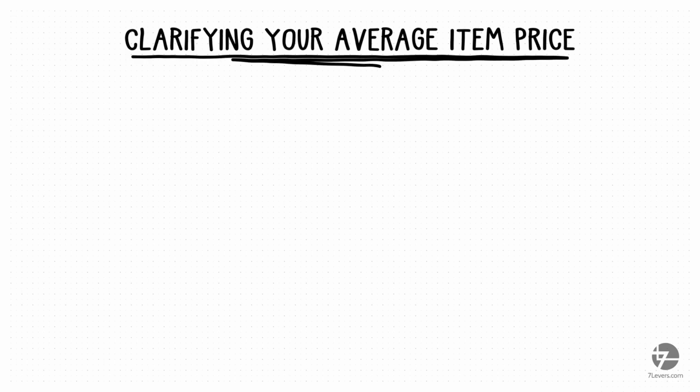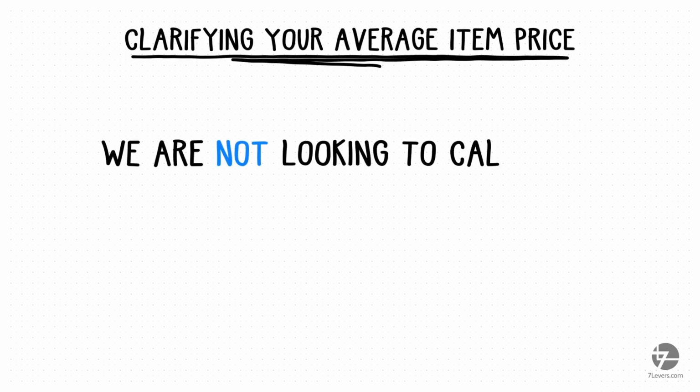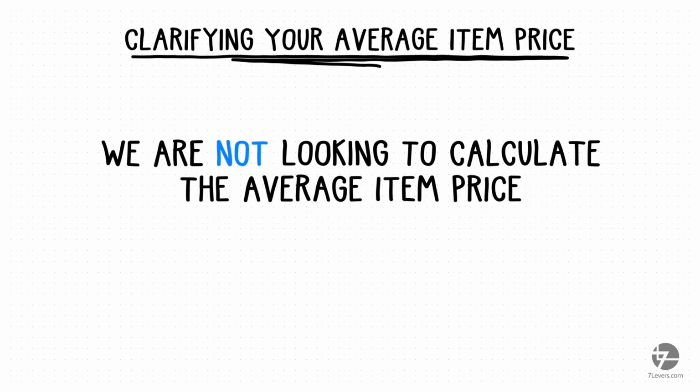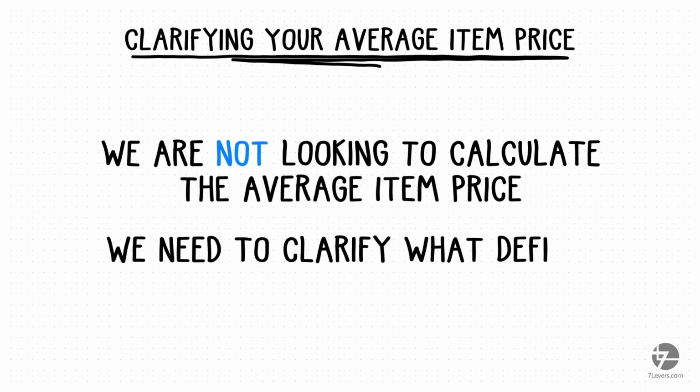In this lesson, we're going to look at clarifying your average item price. What's important here is that we're not looking to actually calculate right now what your average item price is. What we need to do when we're clarifying the lever is to clarify what actually defines an item in your business. Because once we clearly understand what an item is, when we get round to calculating later on in our health check, we know exactly what it is that we're calculating and we get the right figures.